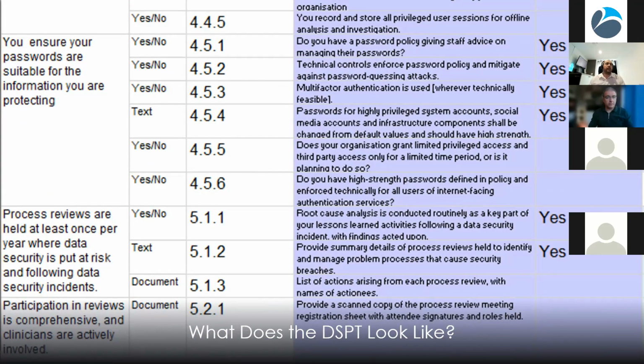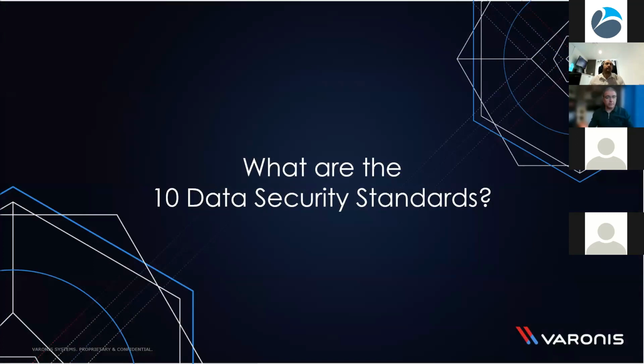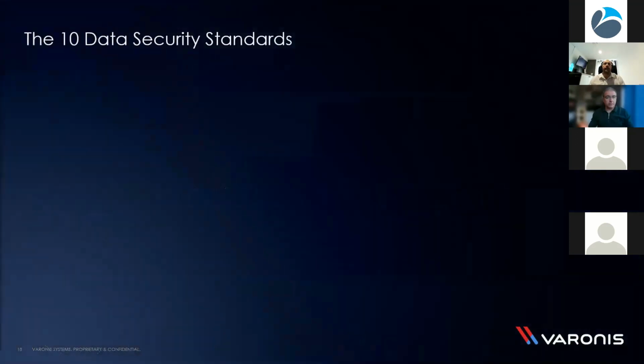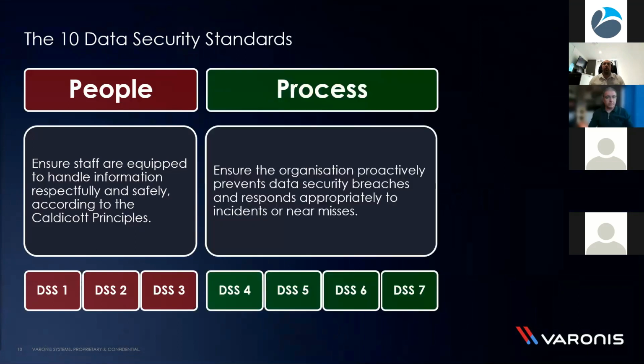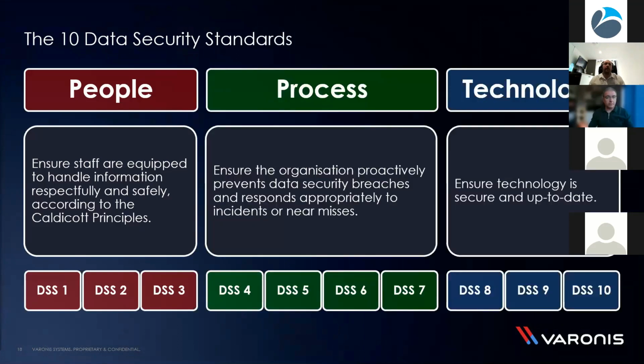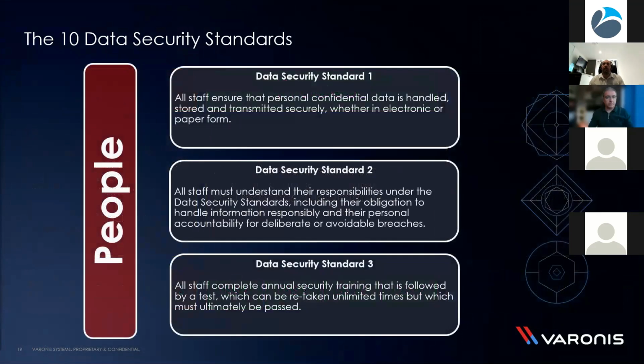Now, if we just have a look at what the 10 data security standards are. Again, these are broken out into 3 main categories as well. So the first is people. The first 3 data security standards, sorry, are all around people. The next 4 are around processes, and the final 3 are around technology. If we just go into a little bit more detail on each one of these.